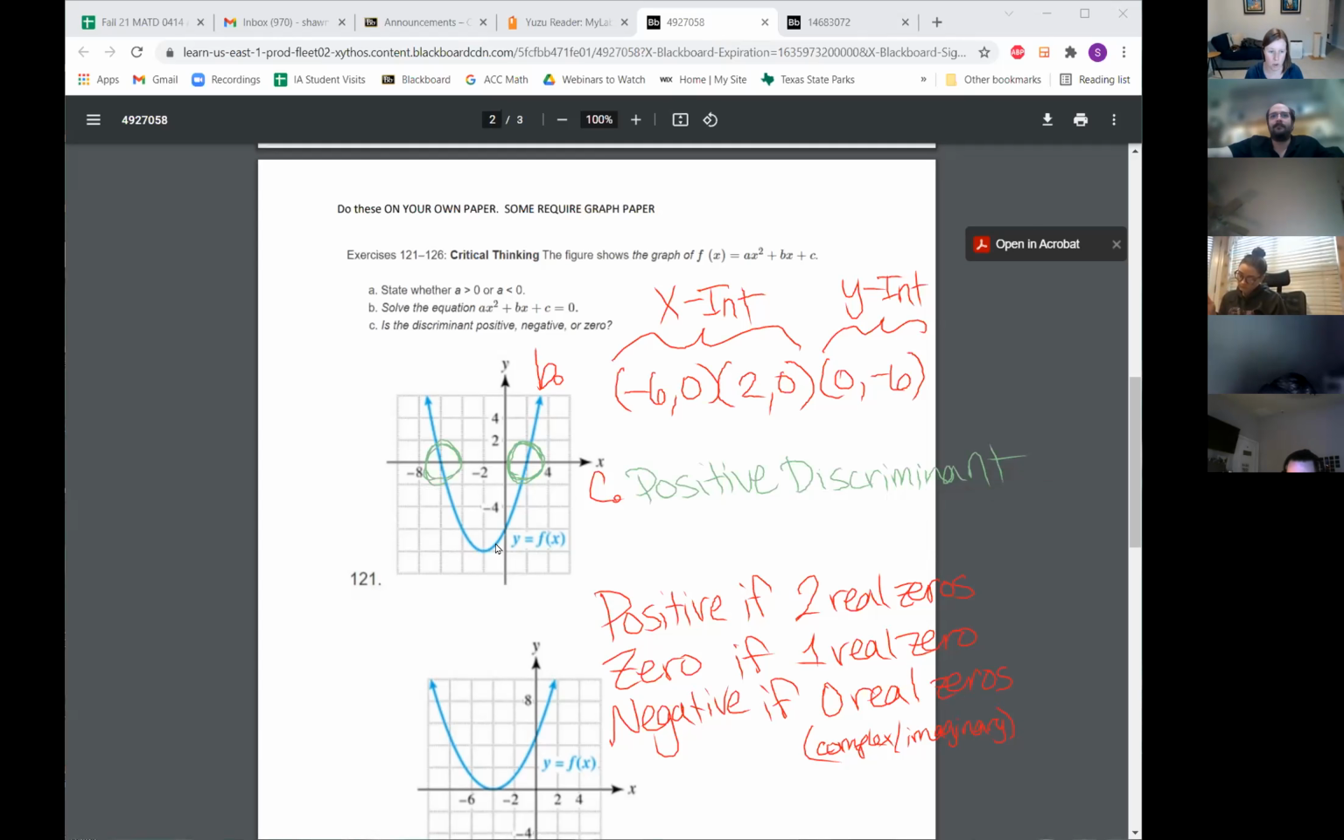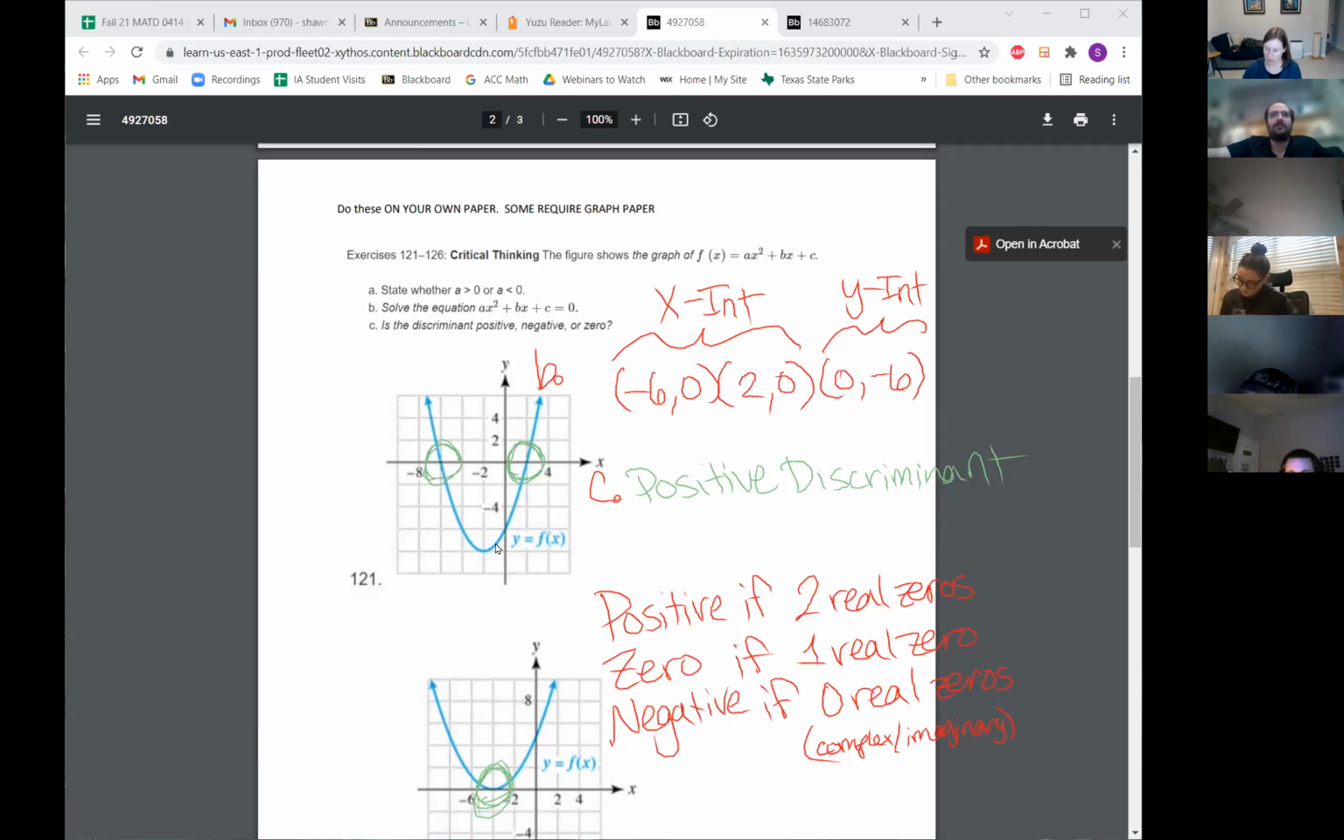Okay. So just briefly looking at the next problem, 123. How many real zeros on 123? One. So what kind of discriminant? 0. The discriminant is 0. Yep.